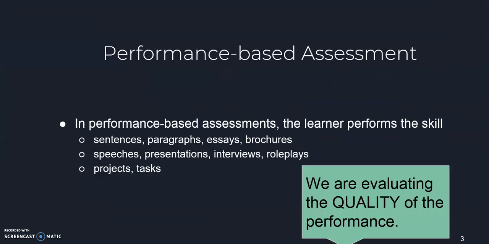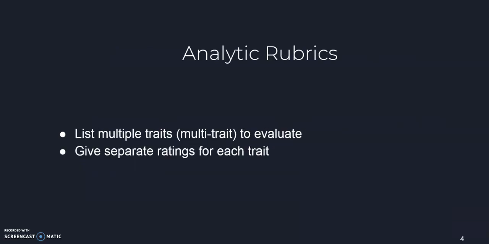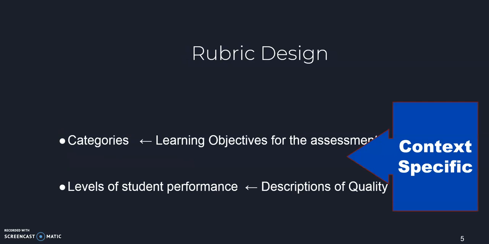Reminder that we're focusing on performance-based assessment and we're evaluating the quality of our students' performances. Analytic rubrics focus on multiple traits, and each trait can have a different rating or score. And remember that the categories come directly from the learning objectives, and the levels of the descriptors of quality create the levels of student performance, and these are context specific.